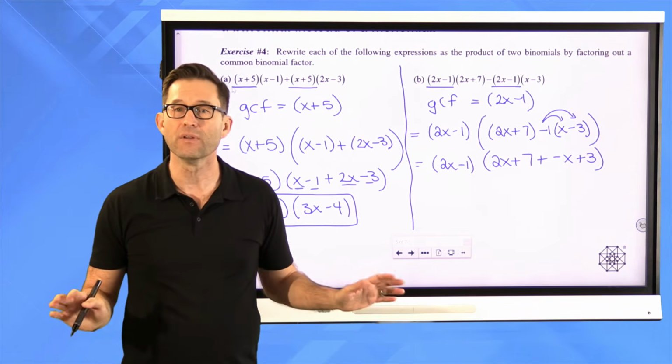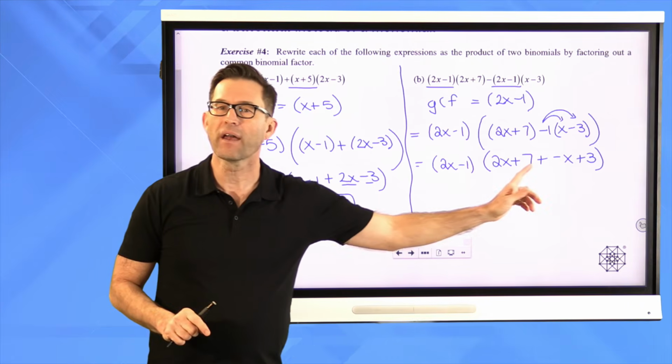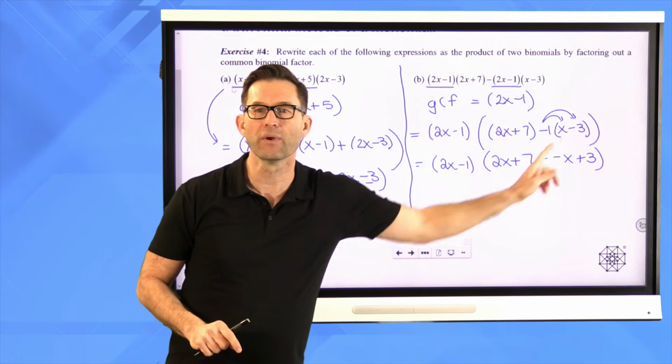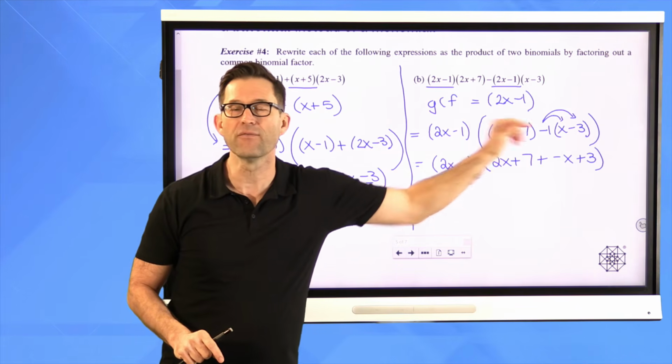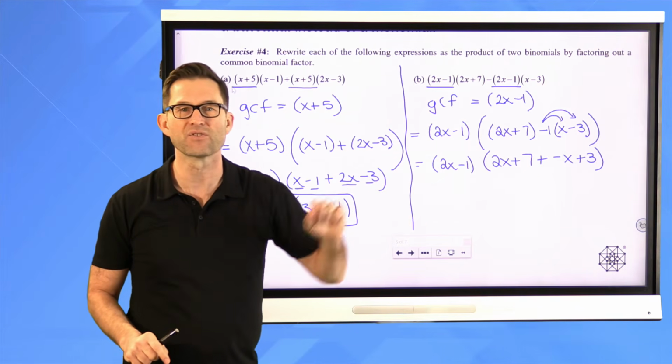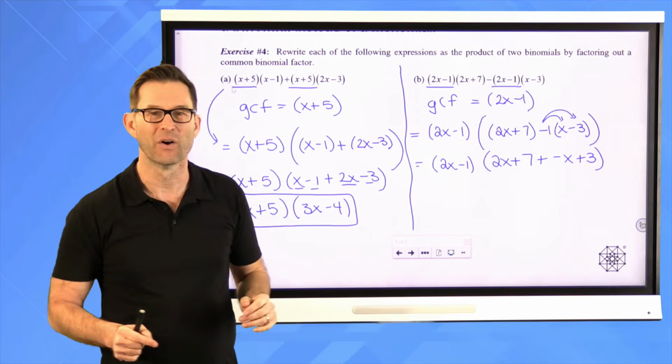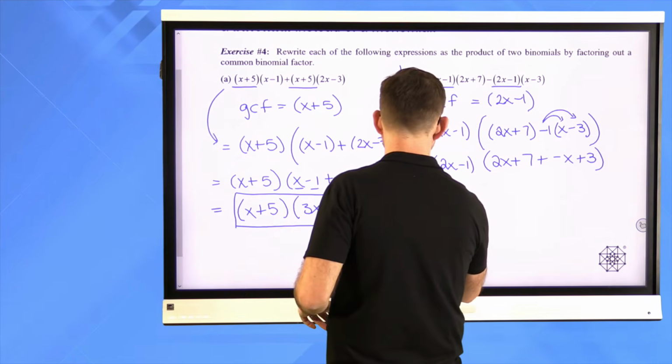That's absolutely key, all right? Because a lot of students will just do 7 minus 3 and get 4, but you don't have that. You actually have 7 minus negative 3, which is 7 plus 3, which is 10, okay? Anyway, let me finish this one up now.